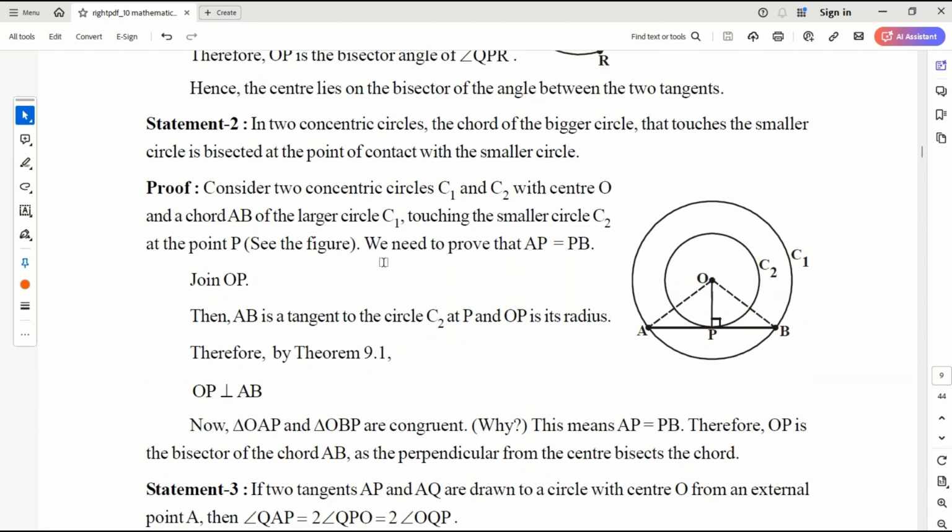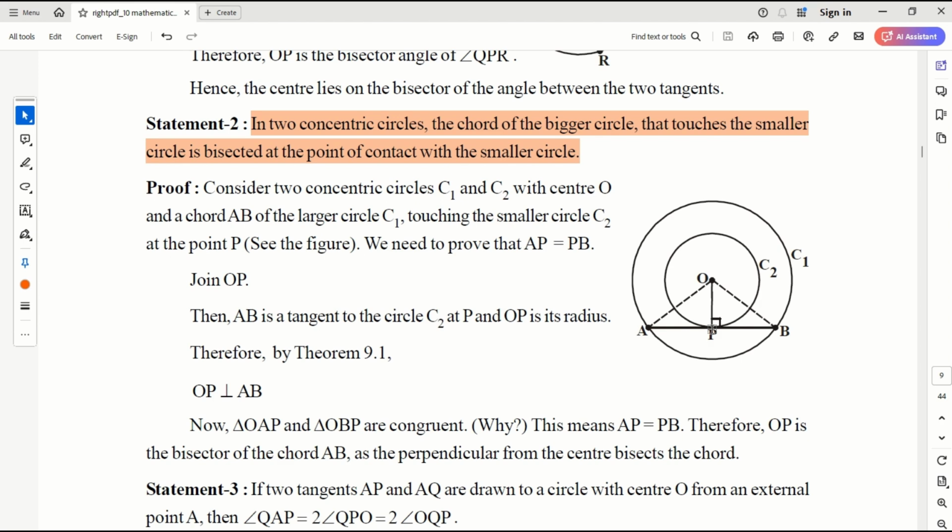Now another statement: in two concentric circles, the chord of the bigger circle that touches the smaller circle is bisected at the point of contact with the smaller circle. This is also very easy to prove. You have a small circle C2 and a bigger circle C1 with the same center, both concentric circles. And you have a line AB which is a tangent to the smaller circle C2 at the point P. OP is the normal, so this is 90 degrees.